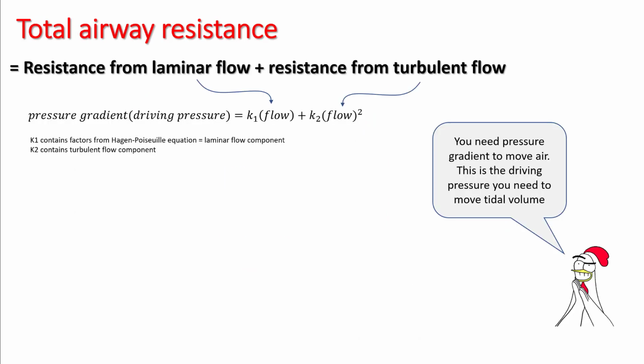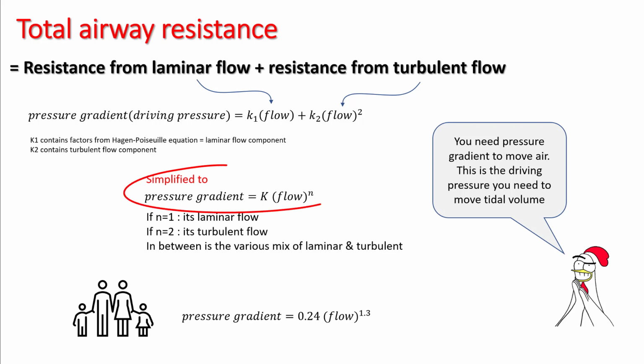To find total airway resistance, you combine the component from laminar flow and the component from turbulent flow. Since the driving pressure depends on flow in laminar flow and flow squared in turbulent flow, you can write total driving pressure to be the sum of these two. You can further simplify the formula to K multiplied by flow raised to the power n. If n equals 1, that means the flow is laminar, and if n is equal to 2, that means flow is all turbulent, and any number between 1 and 2 would show you a mix of laminar and turbulent proportions.